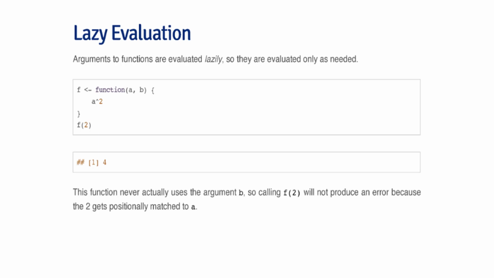Now you might say, of course, the function f is kind of poorly defined. Why would you give an argument that's never actually evaluated? That's a reasonable objection, but in this case the function will operate correctly only because of the value of 2, which is positionally matched to the argument a, which is then squared.